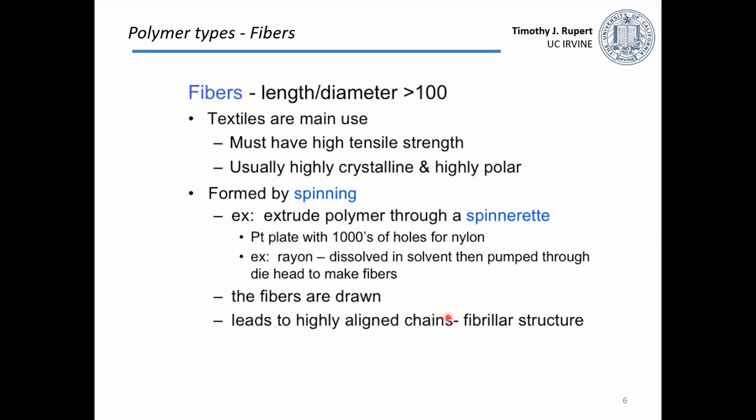You can also have fiber-based polymer materials. And here, a general rule of thumb is that the length of the polymer fibers needs to be 100 times or more than the diameter. The main use of this is in textiles. So generally, we want these things to have high tensile strength. They tend to be highly crystalline and have highly polar directional bonds. The most common way of making these fiber polymers is through spinning. And a good example is using a spinneret to extrude these long fibers. Examples being things like nylon or rayon, where these are used to then make clothes.